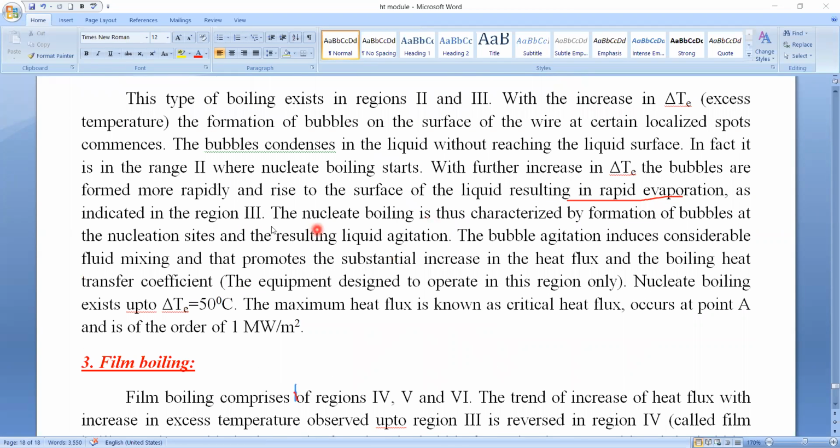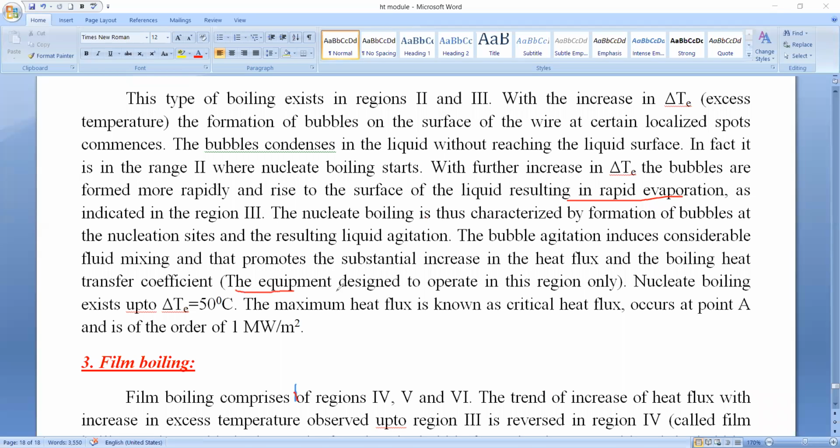Nucleate boiling is thus characterized by the formation of bubbles at the nucleation sites and the resulting liquid agitation. The bubble agitation induces considerable fluid mixing, and that promotes a substantial increase in the heat flux and the boiling heat transfer coefficient. The equipment is designed to operate in this region only. This is a very important point.